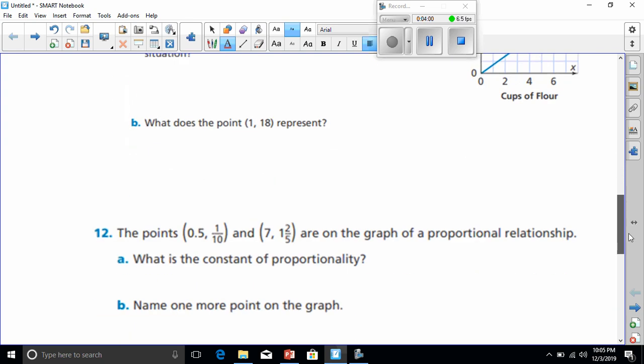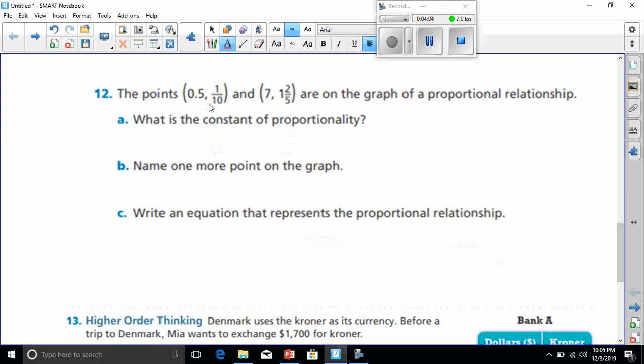Number 11 is yours to do, so that gives me number 12. The points 0.5 and 1 over 10 and 7 and 1 2/5 are on a graph of a proportional relationship. That means we automatically know, because they told us, that the graph does go through the origin and it is going to be straight. What is the constant of proportionality? Well, let's go ahead and graph this. If we had 0.5 and 1 over 10, we realize that we're always putting y over x, and this is in the form of xy.